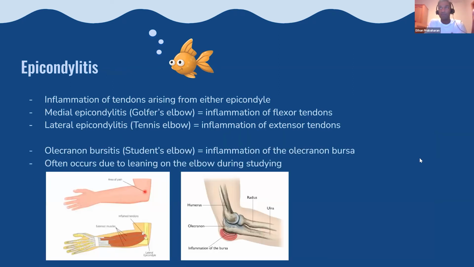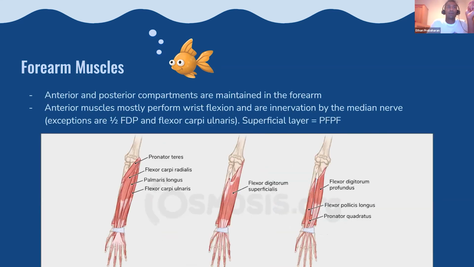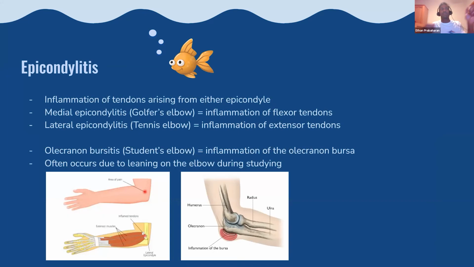Now, something that's worthwhile knowing about is epicondylitis, right? If I just take you back 2 slides, you would have noticed on this left image here, all of these flexor muscles originate from the same spot, right? And it's a nice thing to know that generally your flexor muscles of the forearm will originate from your medial epicondyle of your humerus, and the extensor tendons will originate from your lateral epicondyle.